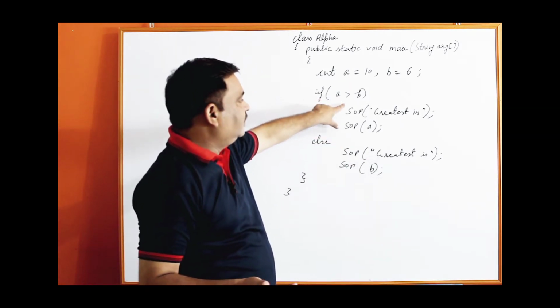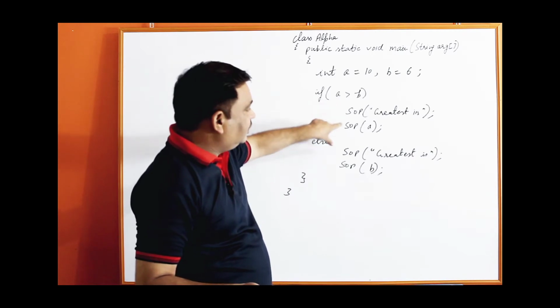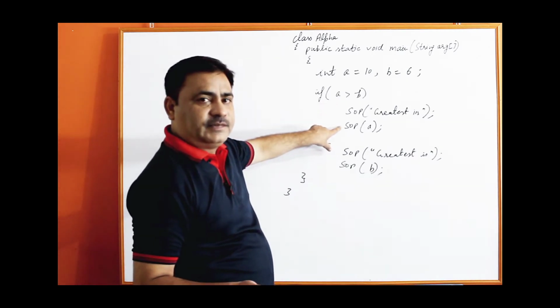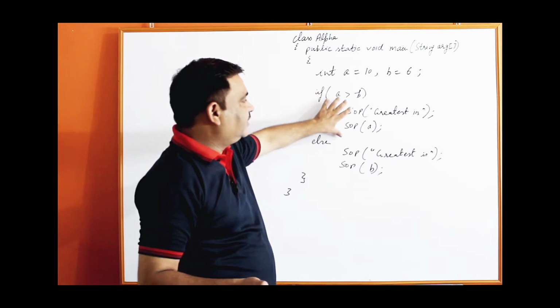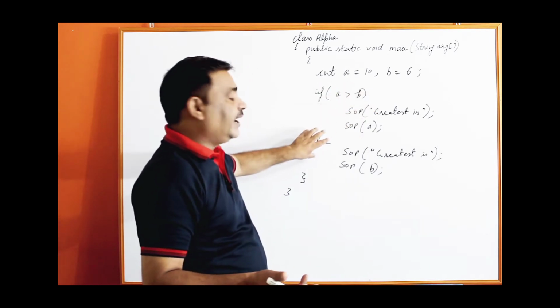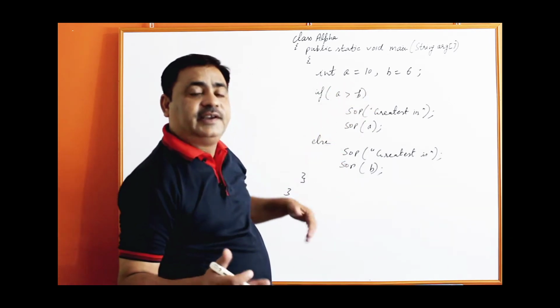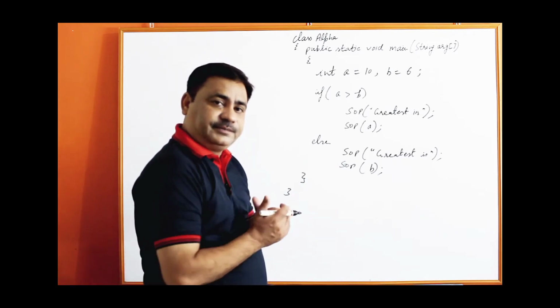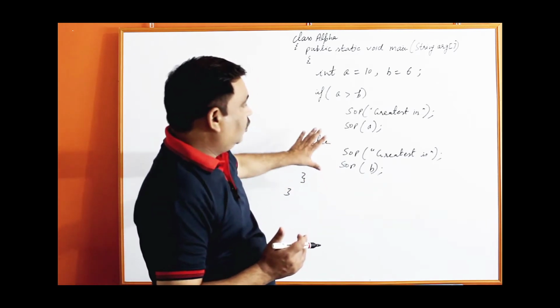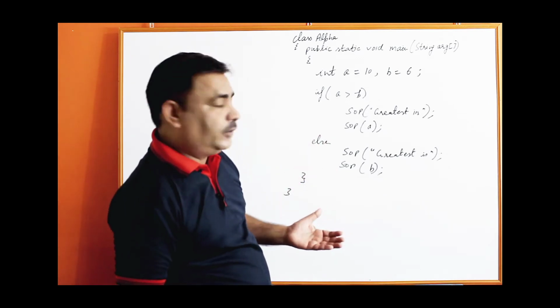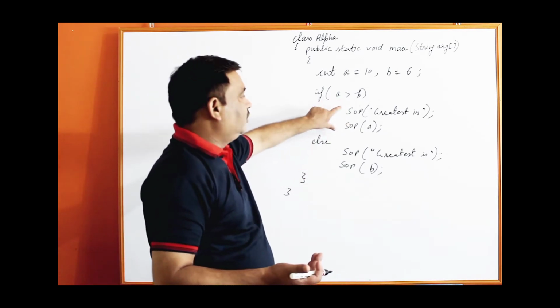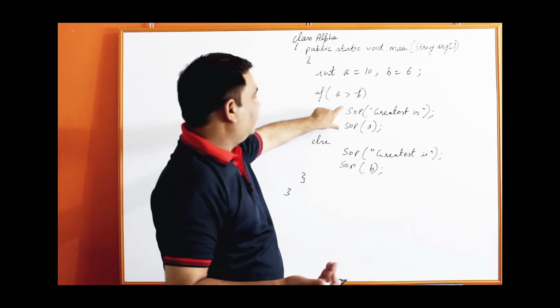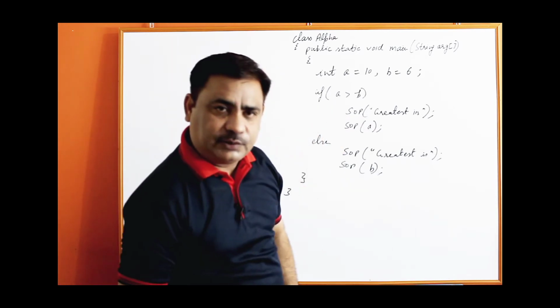If the condition is true, these two will execute. If the condition is false, this will execute. Then else is completed. If else is completed here, this is an extra else, that's why it will give an error, either misplaced else or else without if. So what do we want? We want if the condition is true, these two statements should be executed. If the condition is false, these two statements should be executed.